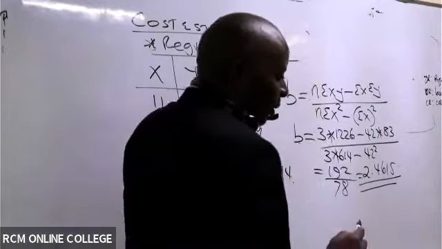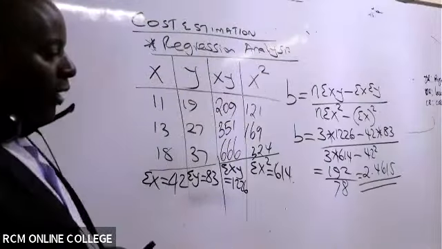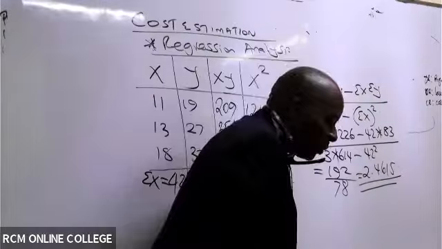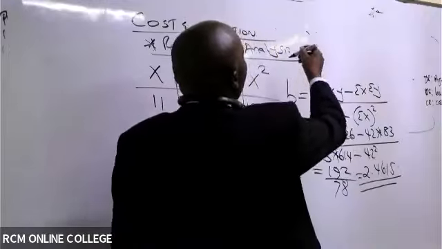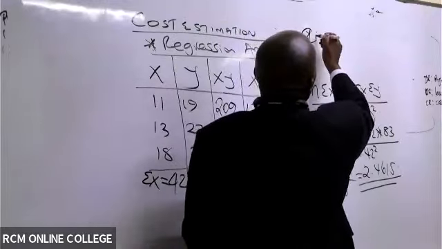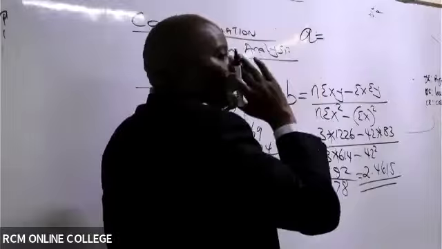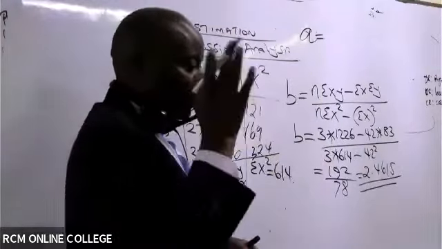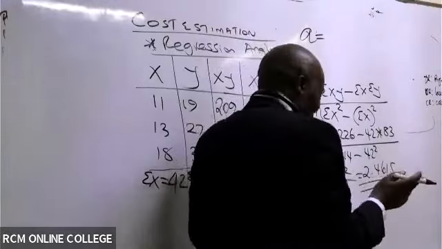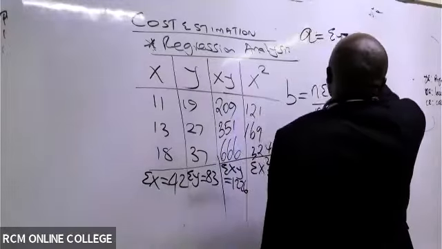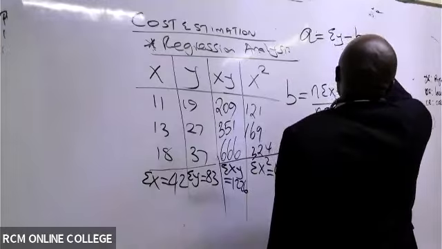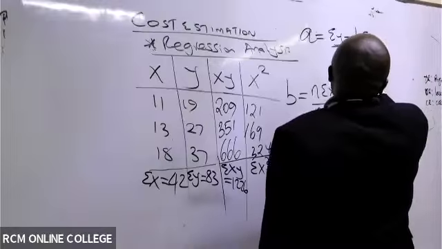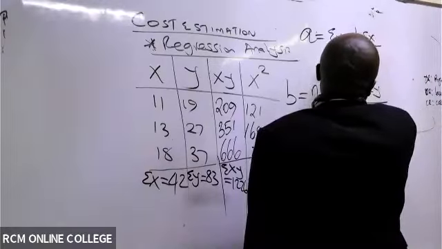Thank you very much. I'm so sure you guys were able to get this on your own. So from there, go ahead and give me the value of A. You can only give me the value of A if you are able to remember the formula. If you forget the formula, then automatically you will not be able to do anything. So this will be sum of y minus b sum of x, everything divided by n.